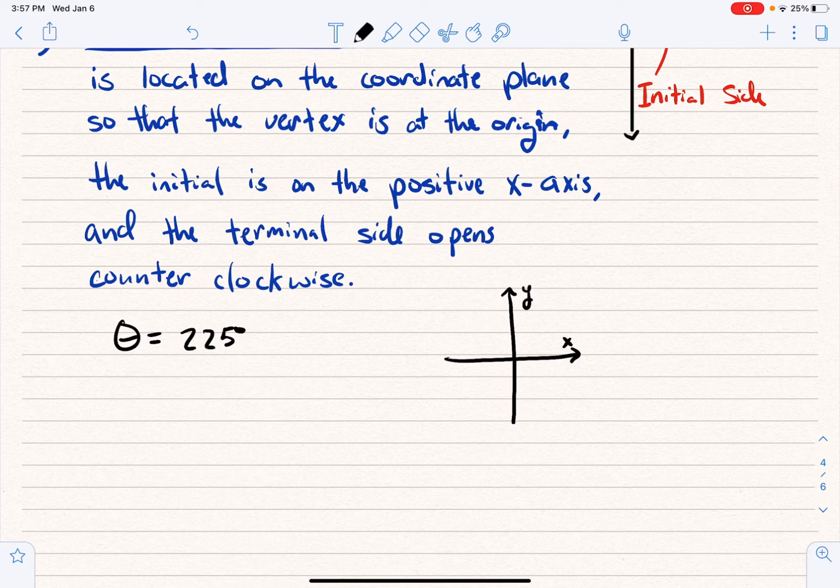And now 225. Well, I know if it starts here at this positive x-axis, here to here is 90. Here to here is another 90, so now I'm up to 180. And to get to 225, I've got to go 45 past that. So that's going to get me to right here. Okay, and that is going to be the angle 225. So if someone said graph the angle 225 in standard position, it would just look like that. That's pretty easy, okay? And a lot of times you don't really even make a big deal out of the initial side because we already have the x-axis drawn right there and going in that direction, all right?